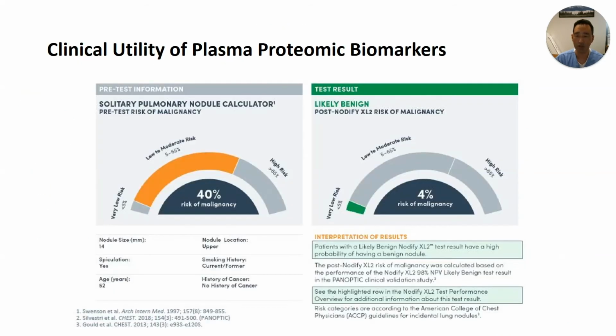So how might this work? When you send this plasma protein or blood test off, you may have a patient who has intermediate risk probability for malignancy, and in a certain subset of patients who have a negative proteomic biomarker profile, you may be able to downgrade their post-test probability to a low risk, therefore making you more comfortable to say, perhaps this is not a nodule that I need to investigate with an invasive procedure such as a bronchoscopy or a transthoracic needle aspiration or surgery. And that would be the ideal scenario to identify that subset.